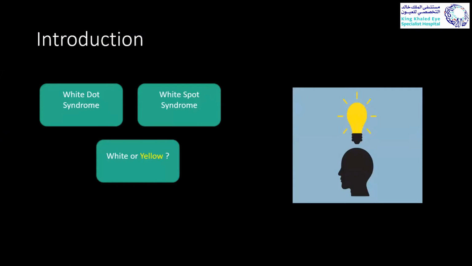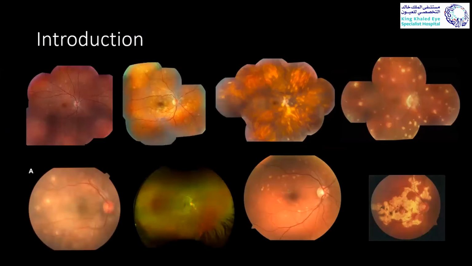Before I start, we all know that nowadays most of the uveitis specialists still use the term white dot syndrome or white spot syndrome, and we don't know if it's really white or yellow. These terms were used before the arrival of multimodal imaging, especially the ICGA. All these are white dot syndromes, and most of these diseases are not related to each other. So it is now accepted by most uveitis specialists that this term should not be used in the era of multimodal imaging, and we should be more precise when we describe these entities.